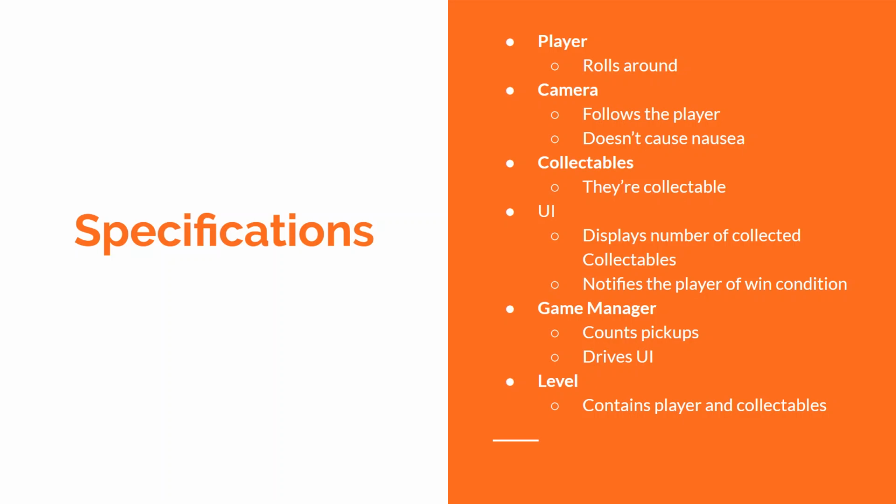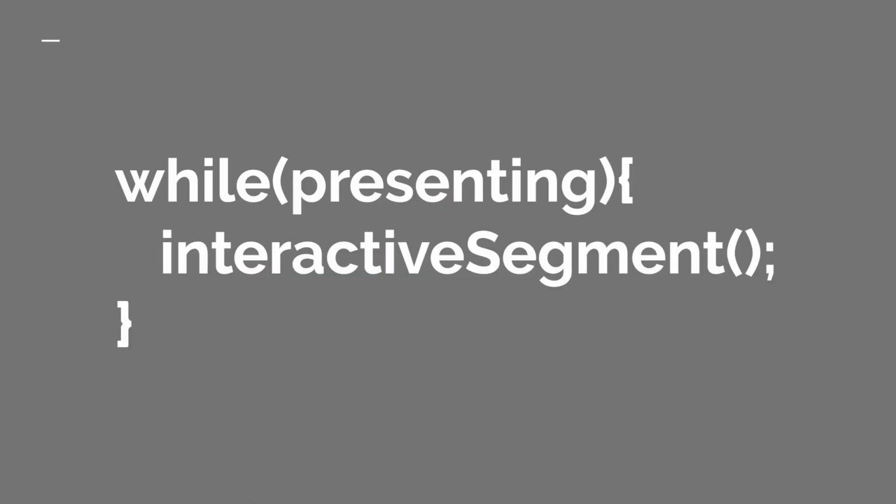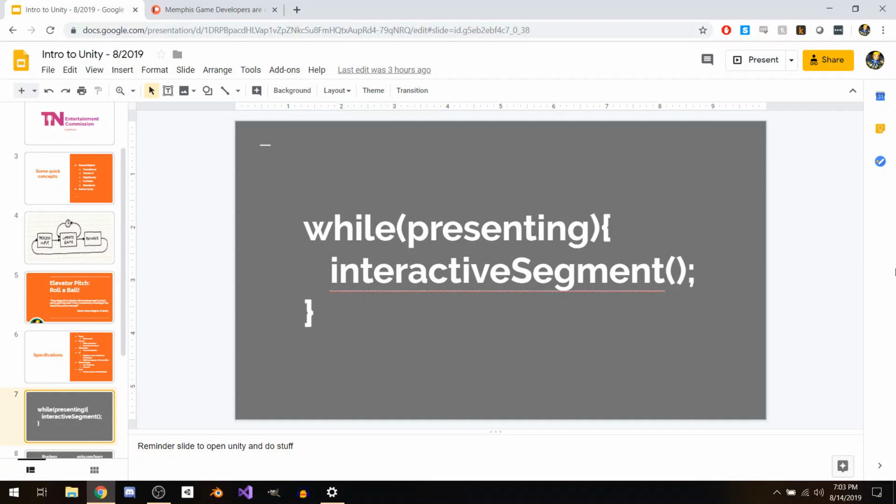And you also need a level for all of that to live in, so your game actually has gameplay. Let's see, and if I remember correctly, awesome, cool. So this is when we actually do Unity stuff.